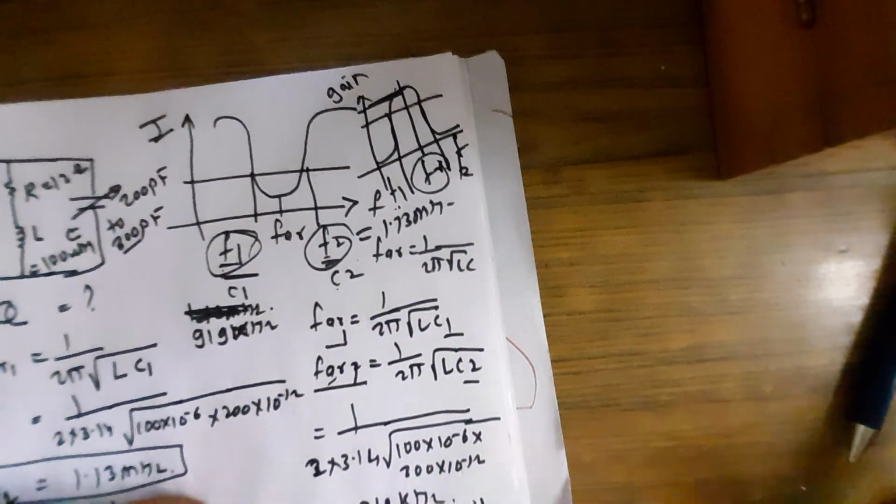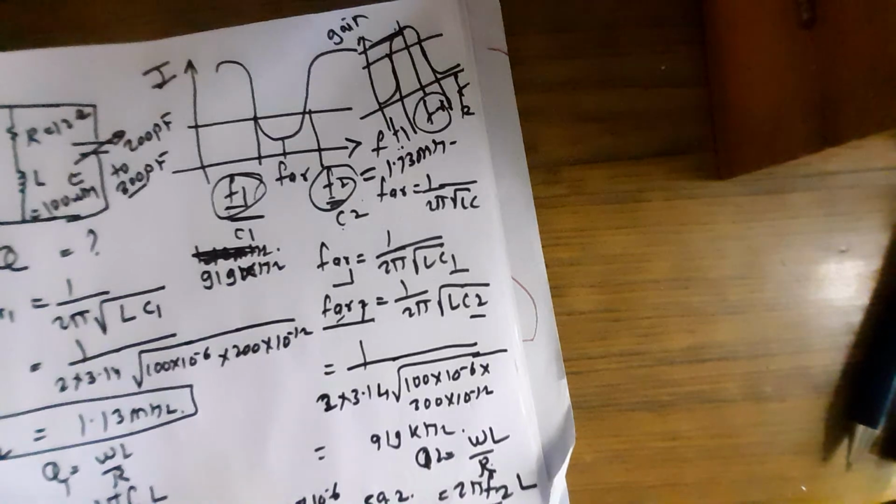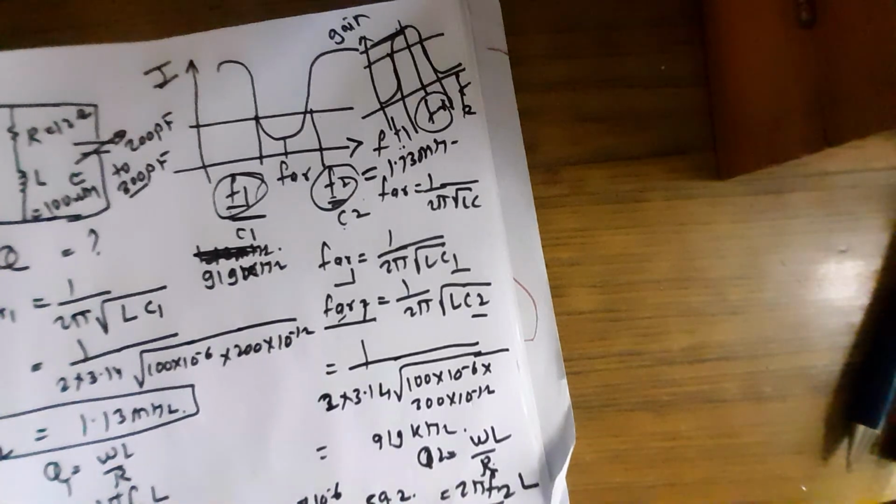Okay, I will explain the applications, then the formula for resonant frequency for series resonance and parallel resonance. The Q factor is there, that is the formula for Q factor for series resonance as well as parallel resonance.